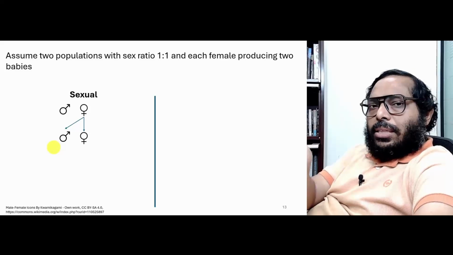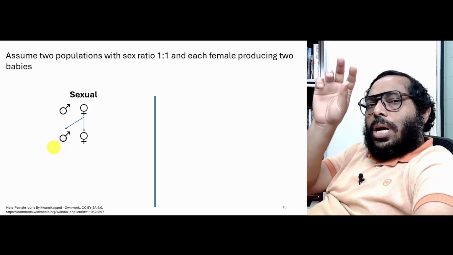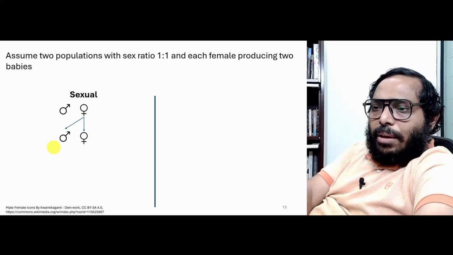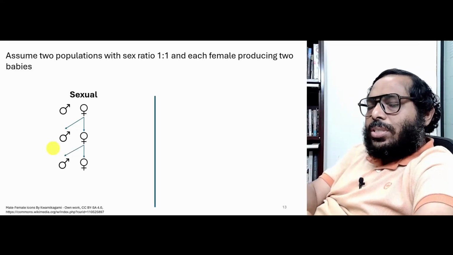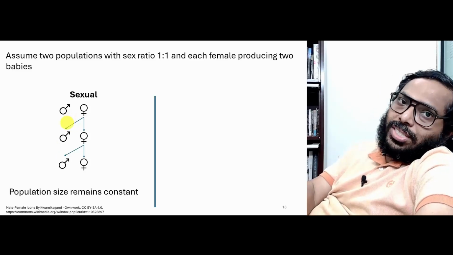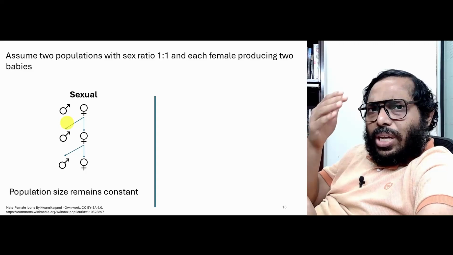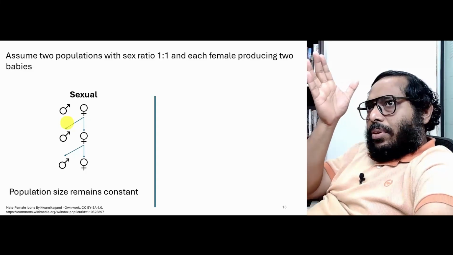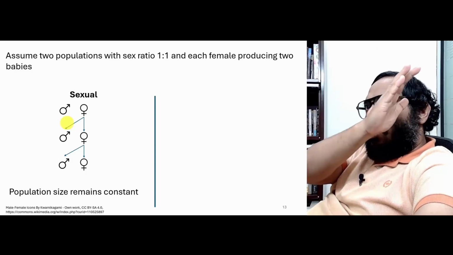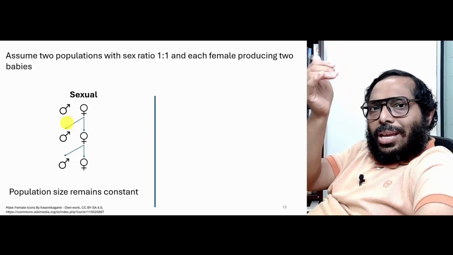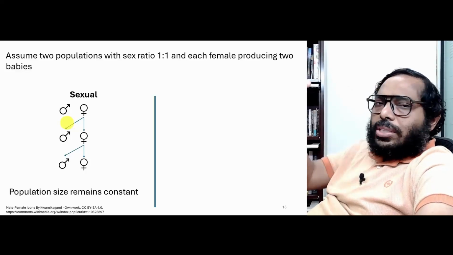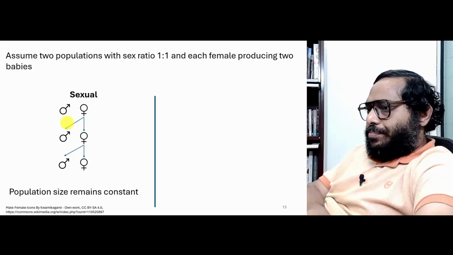So, in this case, what is happening is that you start with 2 individuals and you end with 2 individuals, and the same thing happens in the next generation, again you end with 2 individuals. In other words, the population size remains constant, right. I mean, you can think about it, right. If the female is producing 2 babies, one of them is a male and one is a female, and the males are not reproducing. So, the female in essence is just producing 1 female. So, obviously, the population size is going to remain constant.